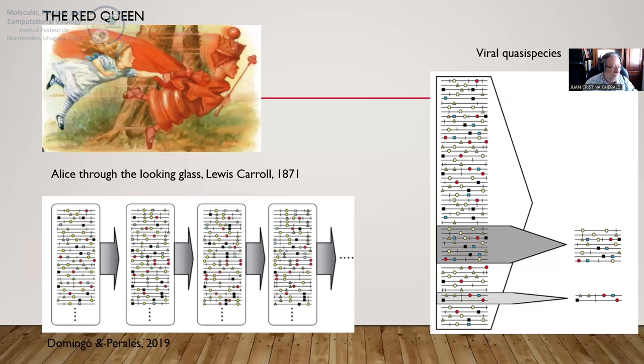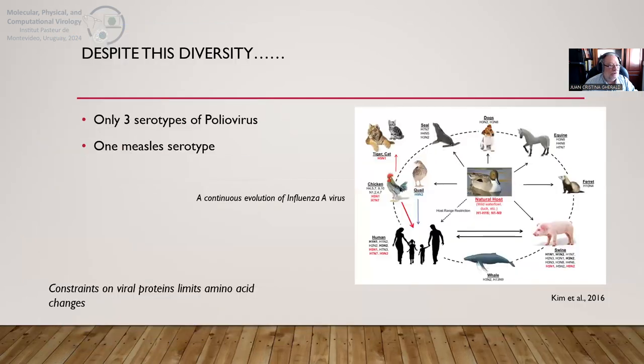And this is also a very huge work done by my master, Esteban Domingo, and Christine, over so many years. And I recommend, if you are interested in quasi-species theory, that you read the papers by Esteban, which are very interesting, and they give you a scope of how to comprehend RNA virus evolution.